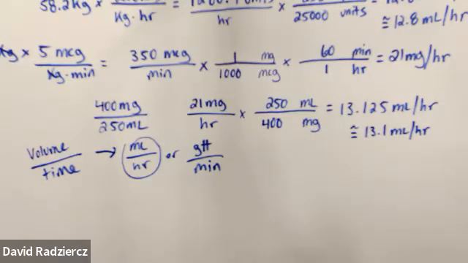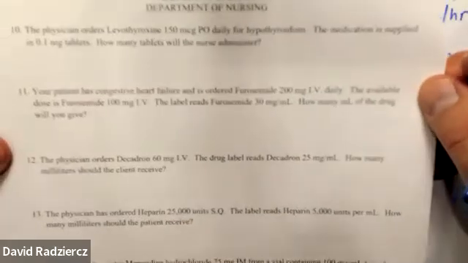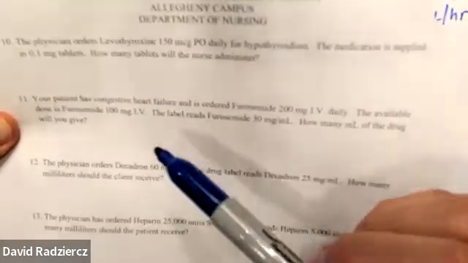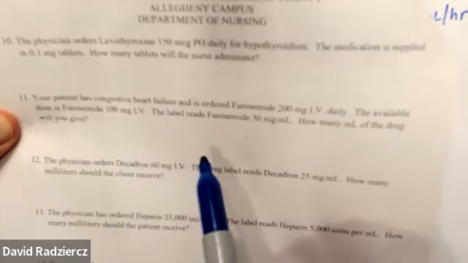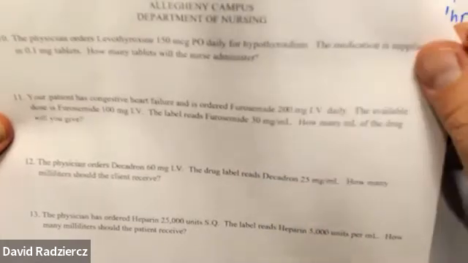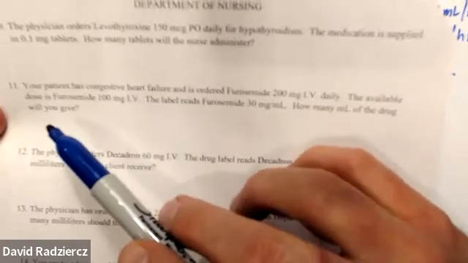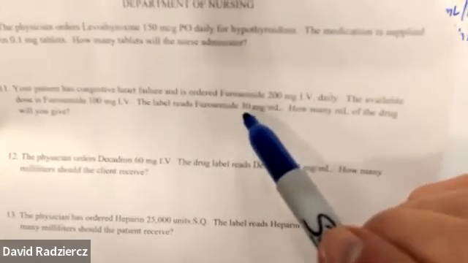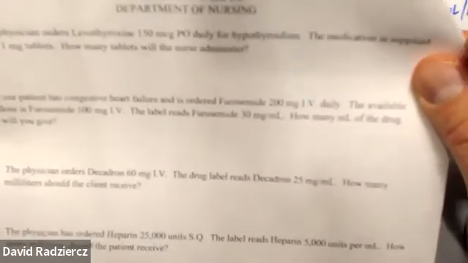All right, let's look at question 11. Question 11 is one of those questions that has extra information that you do not need in order to answer the question. It tells us the patient's ordered medication is 200 milligrams IV daily. The available dose is 100 milligrams IV, and the label reads 30 milligrams per milliliter. How many milliliters of the drug will you give? The extra information is that it's 100 milligrams IV. What that is telling me is that there's 100 milligrams of furosemide in like a 1,000-liter bag. But what's important is every milliliter will give me 30 milligrams. So you're just going to take the 200 divided by 30, and that'll give you your milliliters of medication.